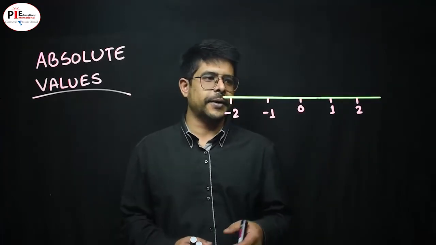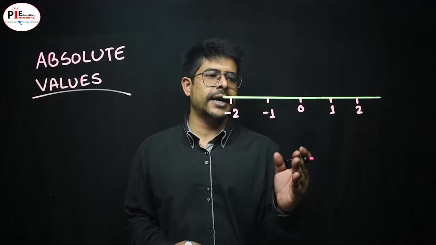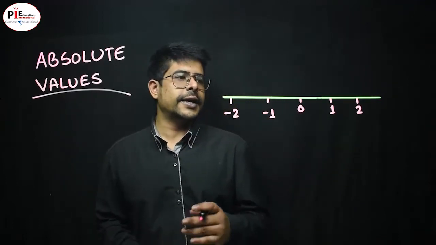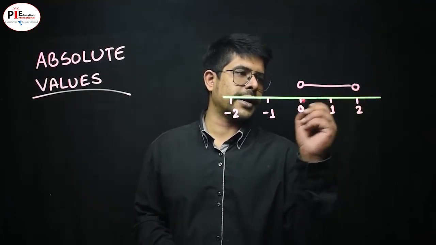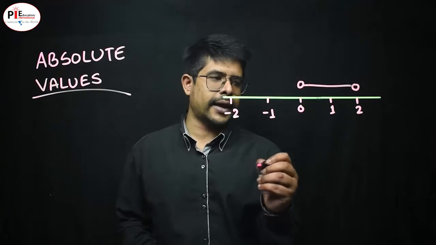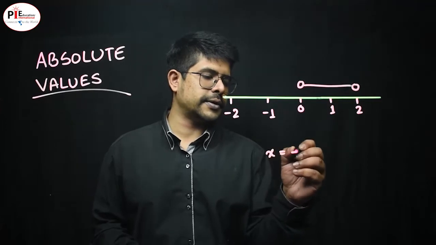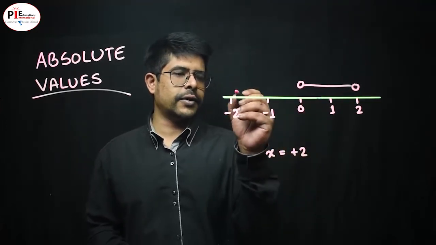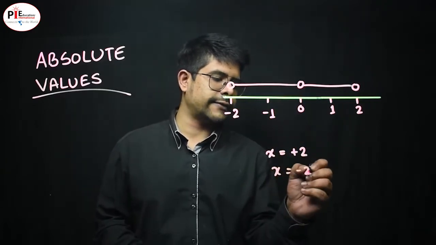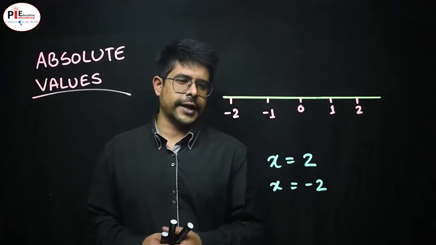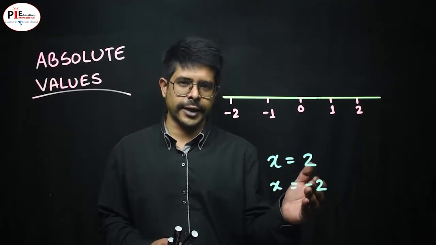Let's consider a number line. When we have drawn a number line, I have set some positive numbers on the right hand side and some negative numbers on the left hand side. If we consider these two values for x, then we can say x equals positive 2, and somewhere over here, x equals negative 2. So for the first one, we have x equals 2, and for the second, x equals negative 2.